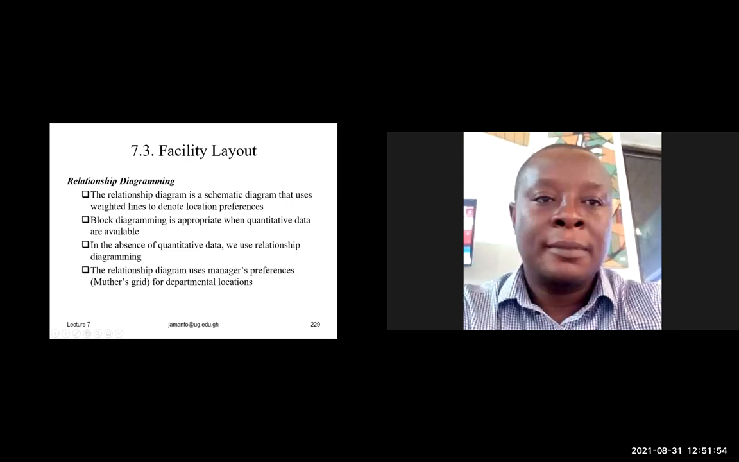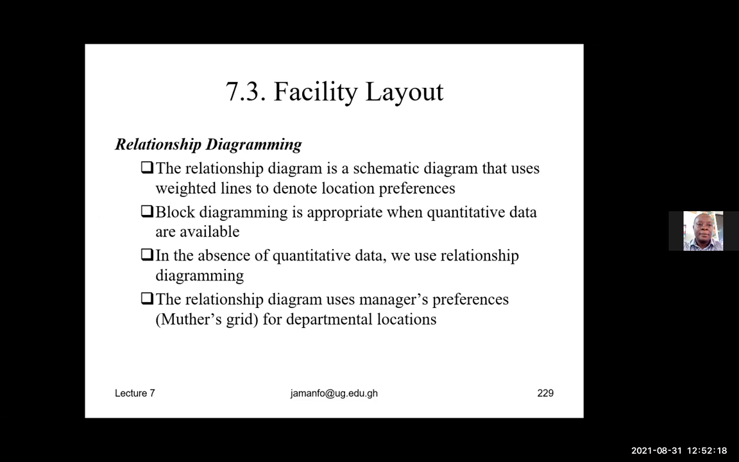The relationship diagram uses the manager's preferences. It is called Muther's grid because the person who invented it was called something, something Muther. Look for his first name and tell me. Quick. Check for his first name and tell me. Has anybody found it? Richard. Okay, so Richard Muther. Thank you.